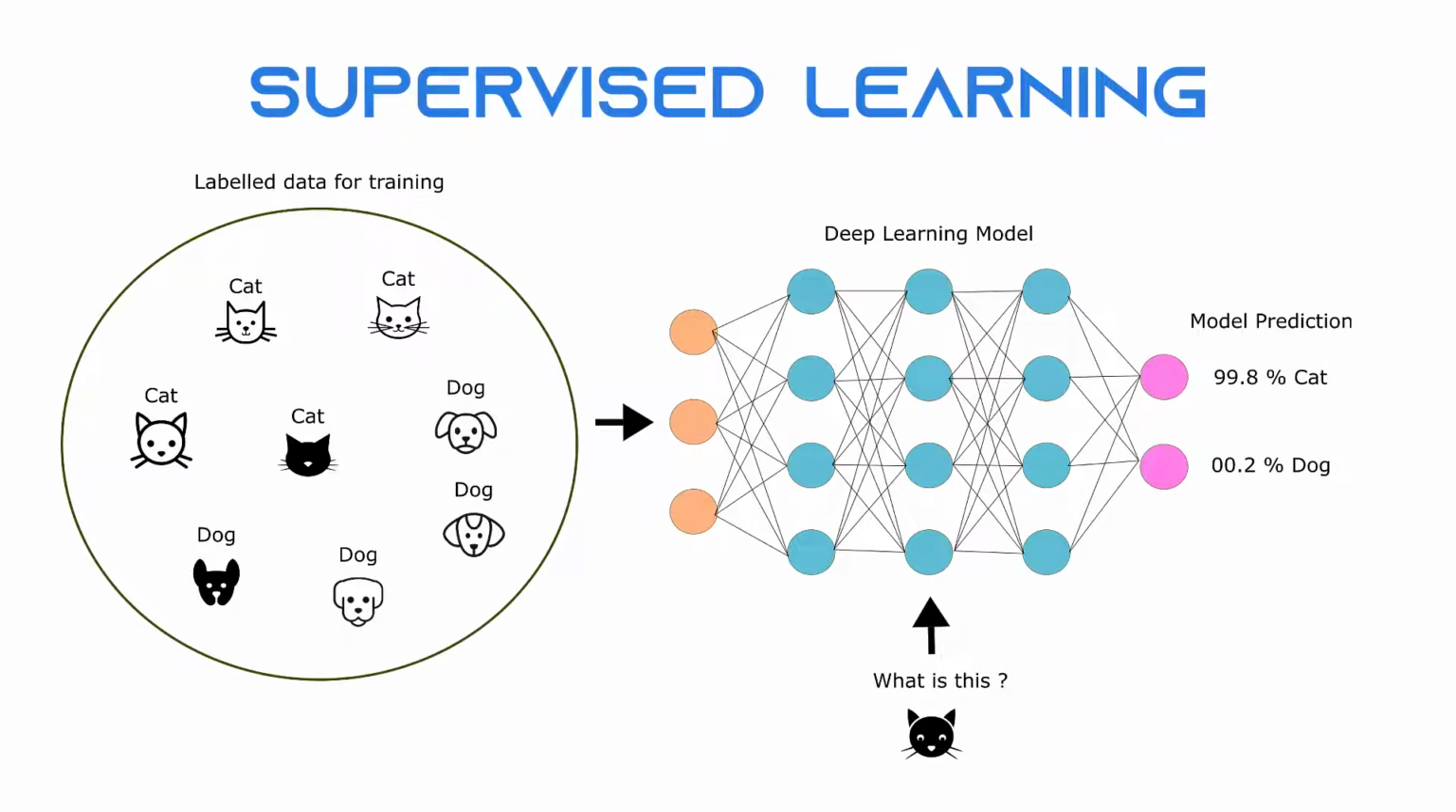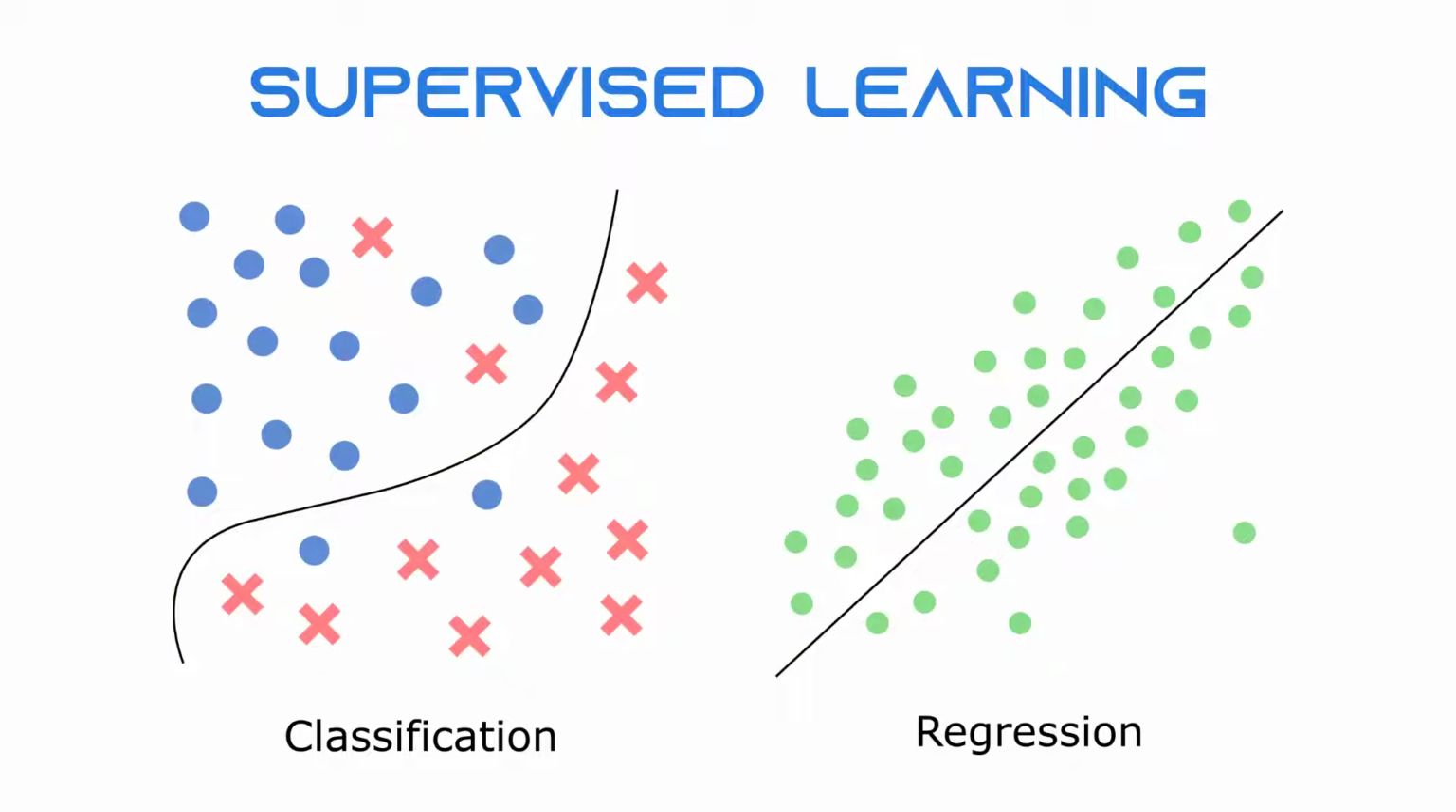Supervised Learning is when we teach or train our model using some labeled data. Basically speaking, we feed our model with an input dataset and adjust its weights until the model has been fitted appropriately according to an expected output. This type of training falls into one of these two categories, classification or regression.